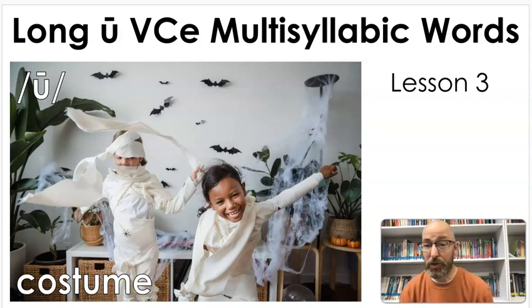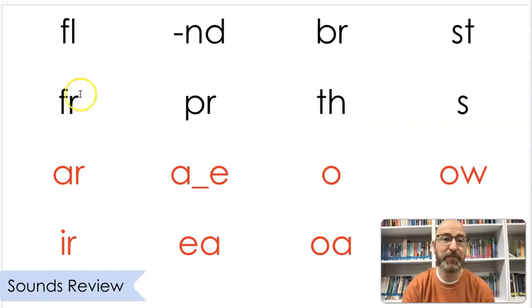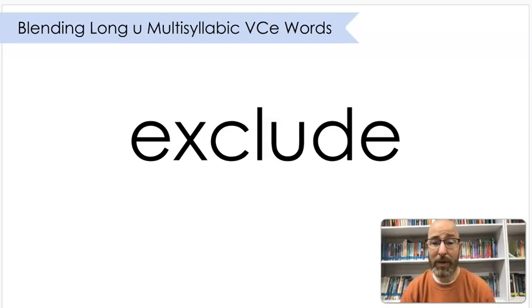So as we get started, I'm going to do a quick phonics review, and then we're going to get into how we can decode and read words that have more than one syllable that end with that long U sound. So let's do a review first. Say these with me. Full, n, bur, st, fur, per, th, s, r, a, o, e, o. Very good.